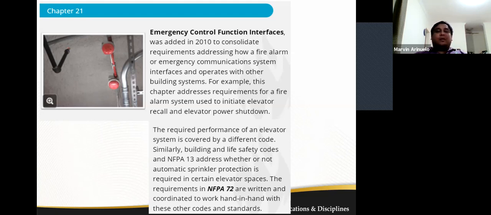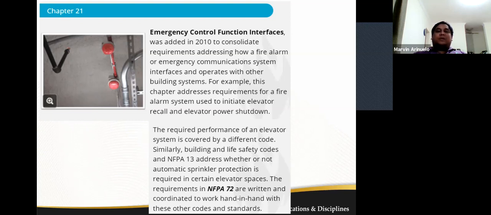No? The required performance, or where is the means of escape, or the most practical means of ingress or escape. The required performance of elevators is covered by a different code. Similarly, the building and life safety code and NFPA 13 address whether or not automatic sprinklers are required in some elevators.